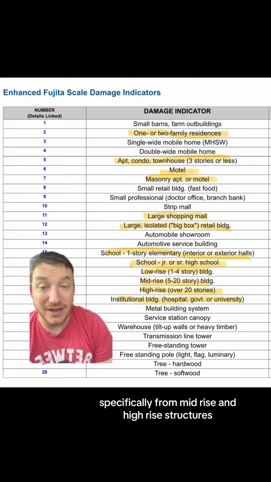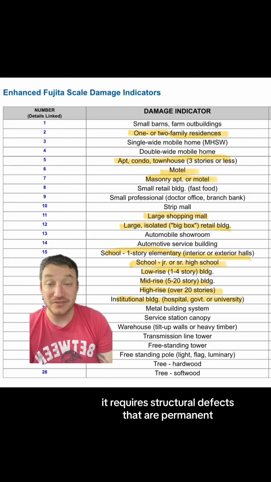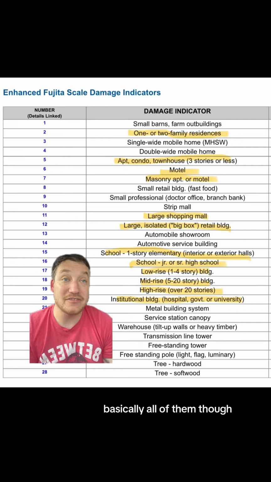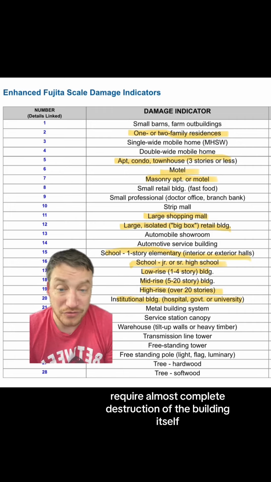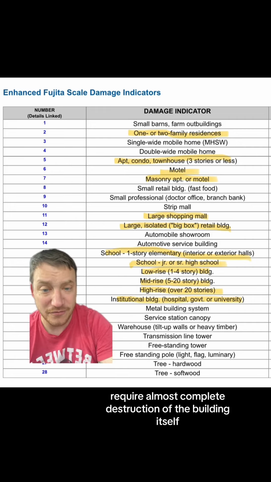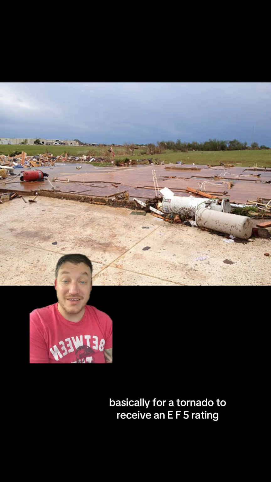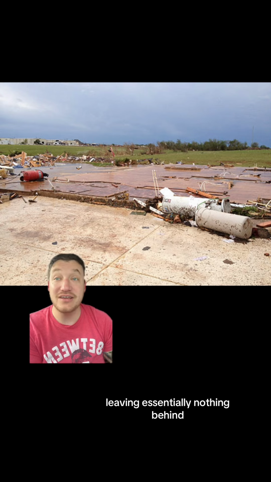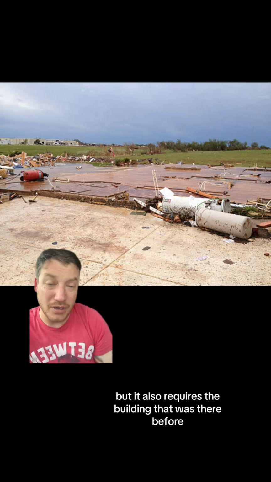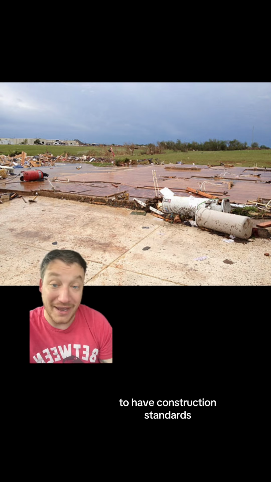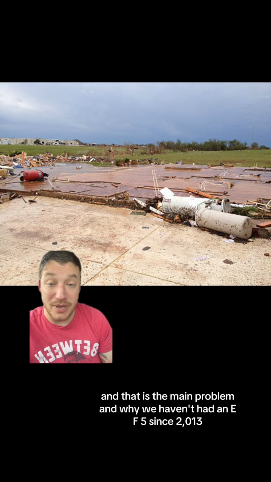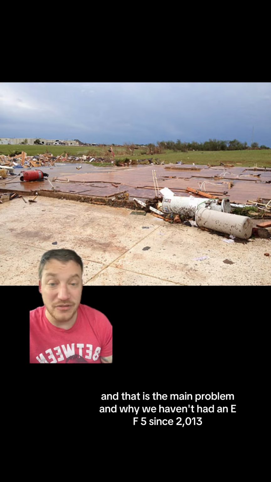Specifically for mid-rise and high-rise structures, it requires structural defects that are permanent, and these others require things of that nature. Basically, all of them require almost complete destruction of the building itself. For a tornado to receive an EF5 rating, it has to be catastrophic damage, leaving essentially nothing behind. But it also requires the building that was there before to have construction standards that can withstand 200-mile-an-hour winds, and that is the main problem and why we haven't had an EF5 since 2013.